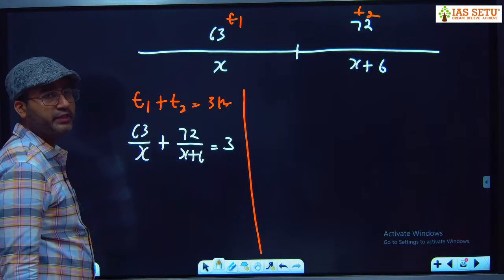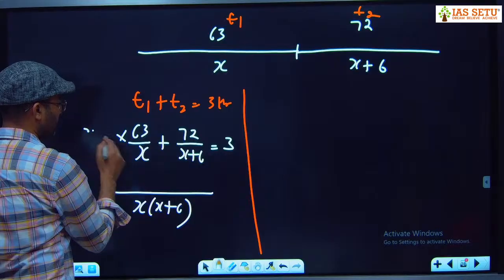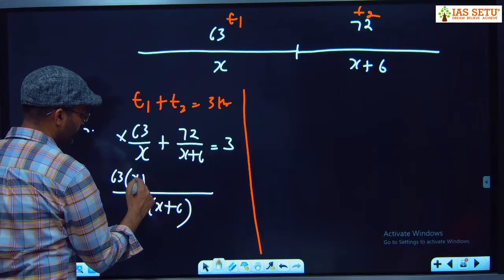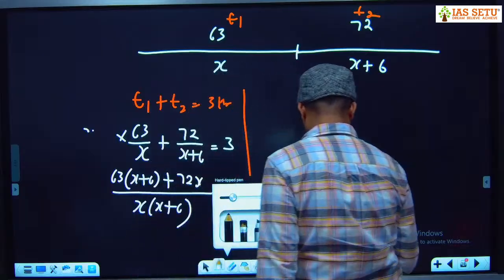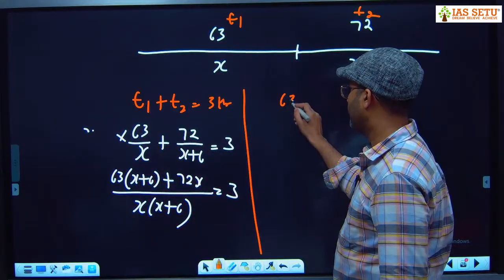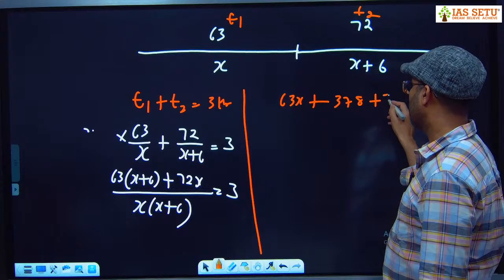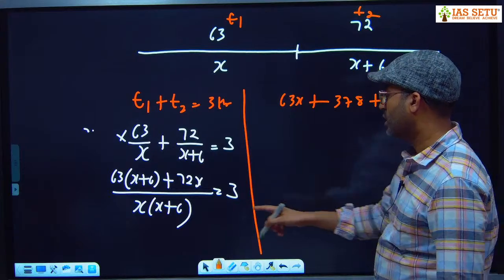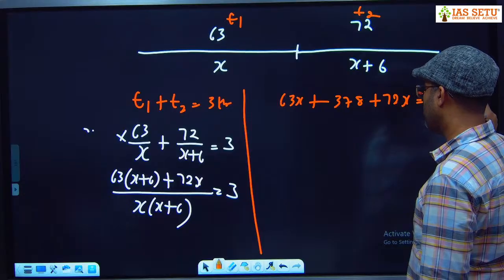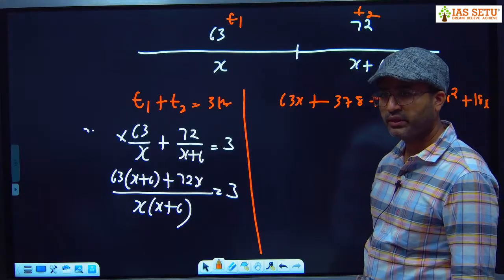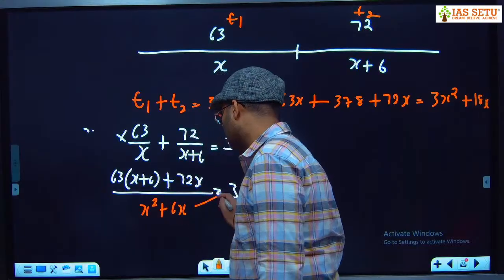प्रॉब्लम क्या आएगी यहाँ पे? क्वाड्रिक इक्वेशन की. x मल्टीप्लाई विद x plus 6, x से x कैंसिल हो जाएगा. 63 x plus 6 मल्टीप्लाई विद x, 72x is equal to 3. 63x plus, what is 63 into 6? 378 plus 72x is equal to, ये क्या हो गया? x square plus 6x, और उसको 3 से मल्टीप्लाई कर देना है. 3x square plus 18x. ठीक है, मैंने एक स्टेप खत्म कर दिया बीच में. x square plus 6x, और इसको क्रॉस मल्टीप्लाई कर दिया.